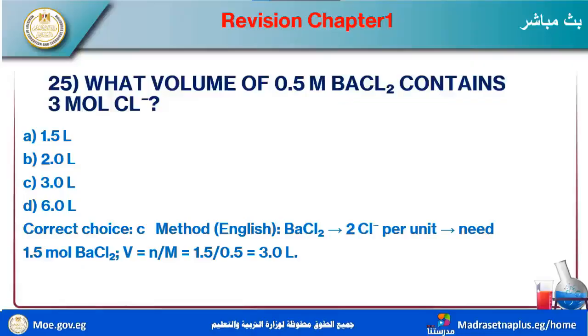Now you can know the concentration. The concentration I have; now we want the volume. The volume of what? Of BaCl2. So we have 3 moles of Cl⁻, so I have 1.5 moles of BaCl2. So the volume equals the number of moles divided by the molarity, which equals 3 liters.